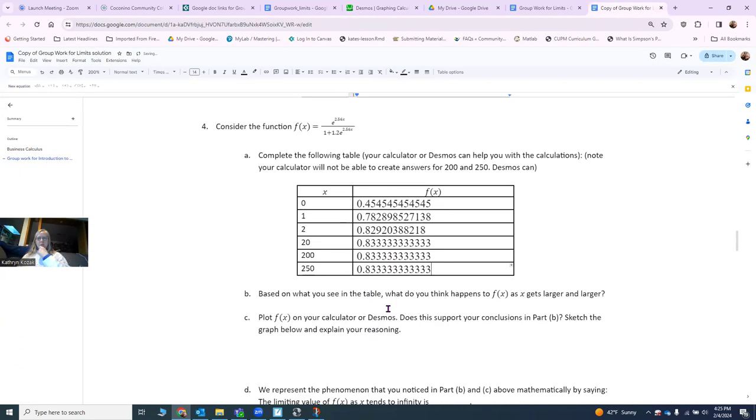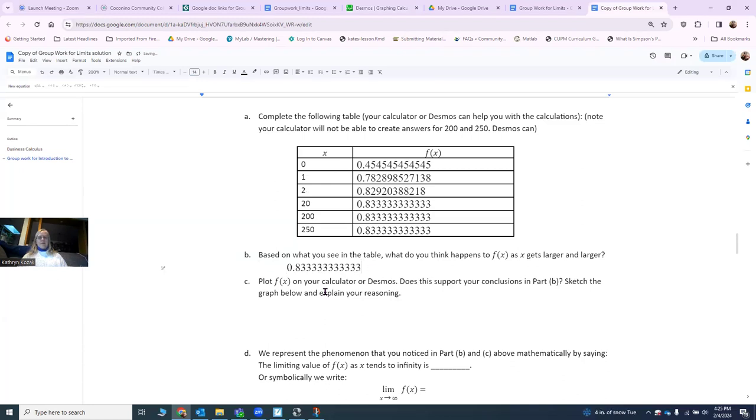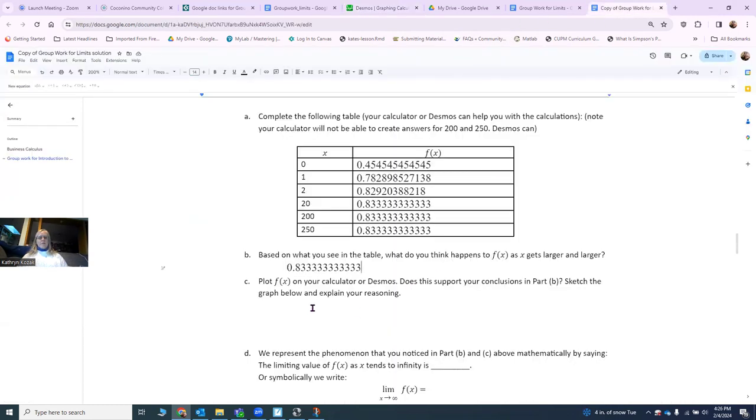So based on what you see in the table, what do you think is happening to f of x as x is getting larger and larger and larger? It looks like we're going to that number of 0.833333. When we plot it on Desmos, we can see we're heading off to that same number. We're getting to be a horizontal line, just slowly becoming a horizontal line at just right below 1. So the graph does do that. The graph shows us.